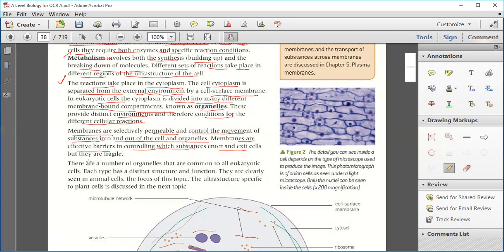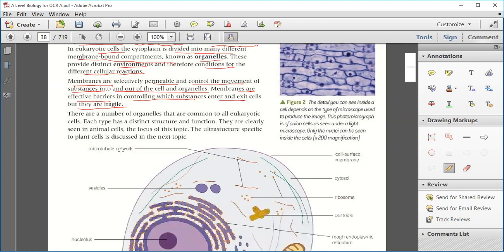Now membranes are an effective barrier in controlling the substances entering and exiting the cell, but they are fragile. They can control the in and out of substances, but they are fragile. They are very soft, and can easily break down.